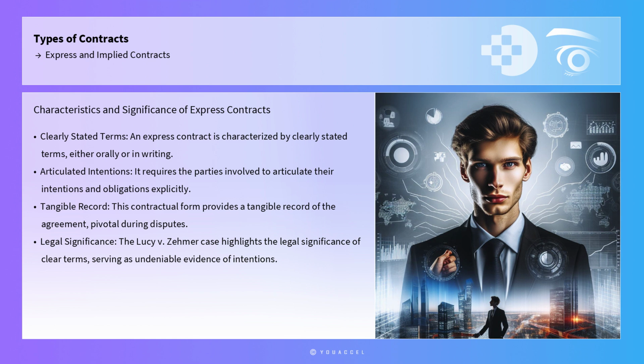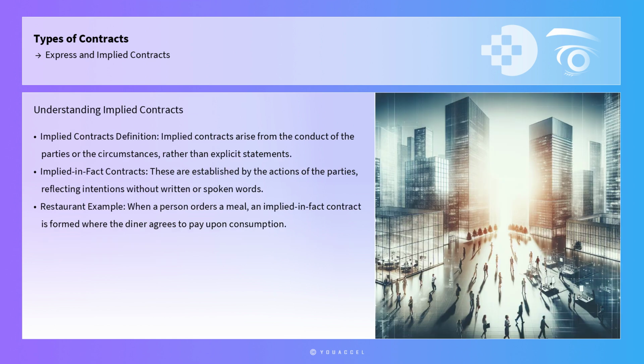On the other hand, implied contracts arise from the conduct of the parties or the circumstances of the situation, rather than explicit statements. These contracts can be further divided into two categories: implied in fact and implied in law.